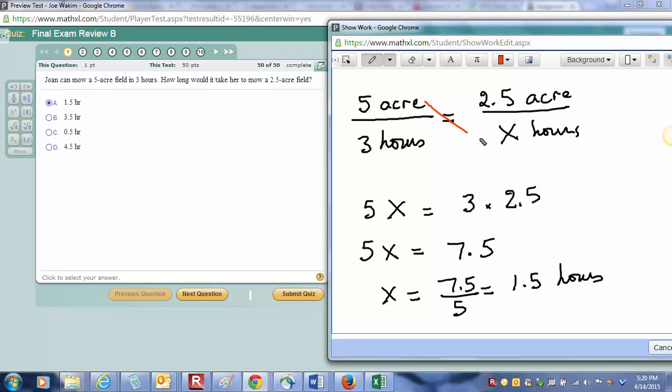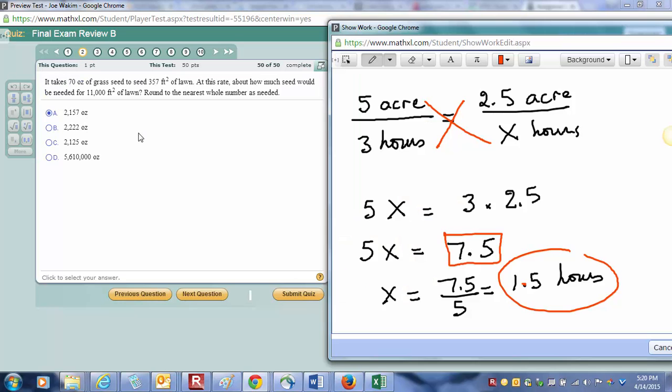So if I cross multiply, then I get 5 times x equals 3 times 2.5. And 3 times 2.5 is just 7.5. And if I divide both sides by 5, 7 by 5 is 1. Bring down the decimal, 25 by 5, and this would be 1.5 hours. That's how I got this answer.